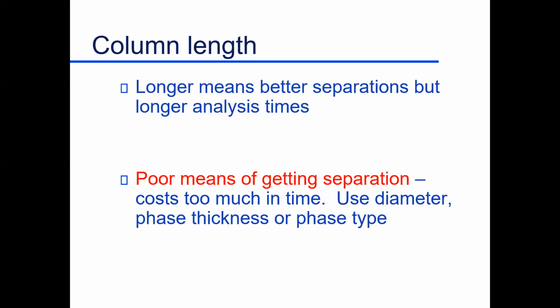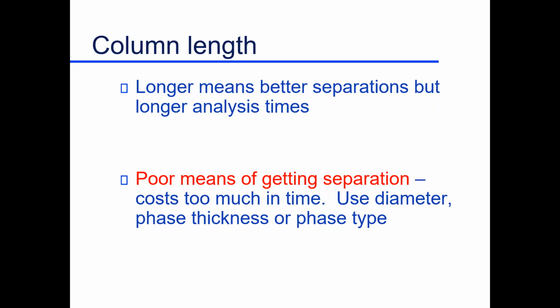So longer columns mean better separation. But again, longer columns, if my column's twice as long, my analysis takes twice as long. And again, I'm an impatient person. Let's get this moving. And so we tend to use as short a column as we can get our separation. We optimize the diameter of the column. We optimize the coating choice. We optimize the coating thickness. And then we say, how short can we make it and still do our separation?